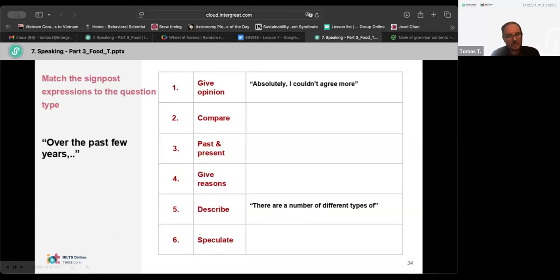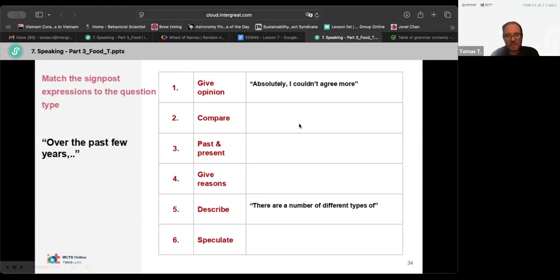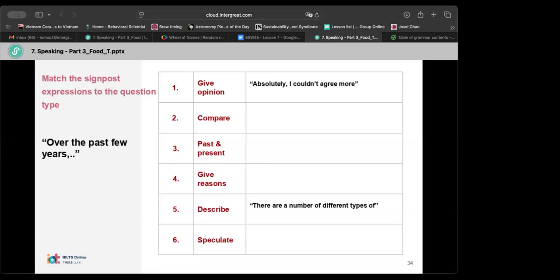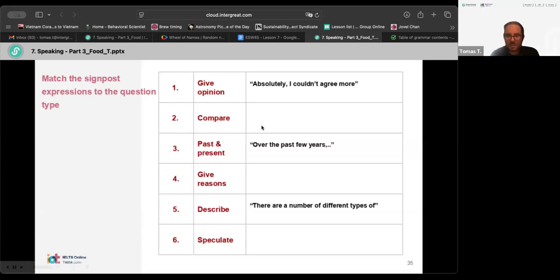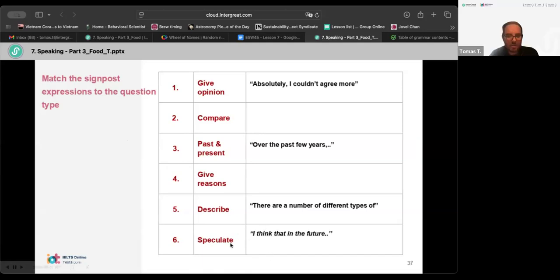Zhang, can you read out the phrase? Over the past few years. Okay, which do you think it falls under? Which category? I think it's past and present. Let's have a look. Excellent. Okay, Tanwin, next one. I think that in the future. I think it's maybe the speculate. Speculate over here. Excellent. Tom, next one.